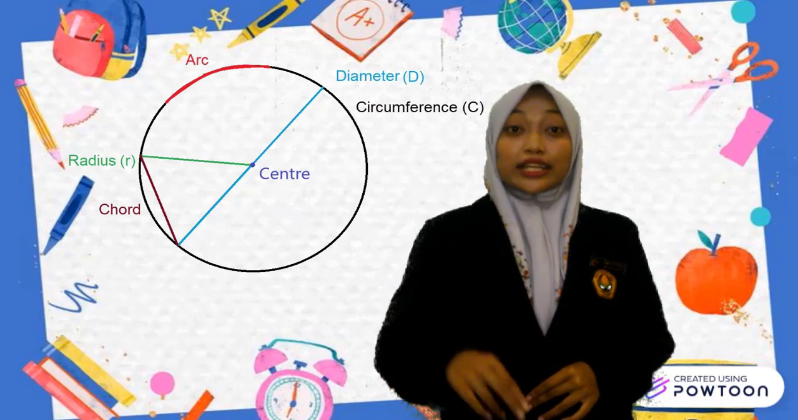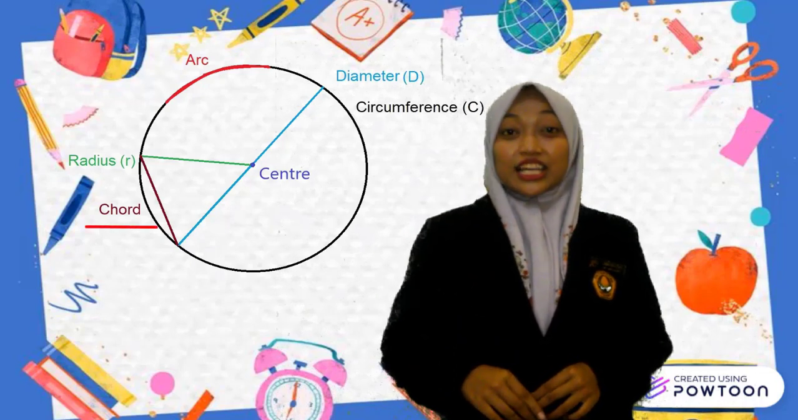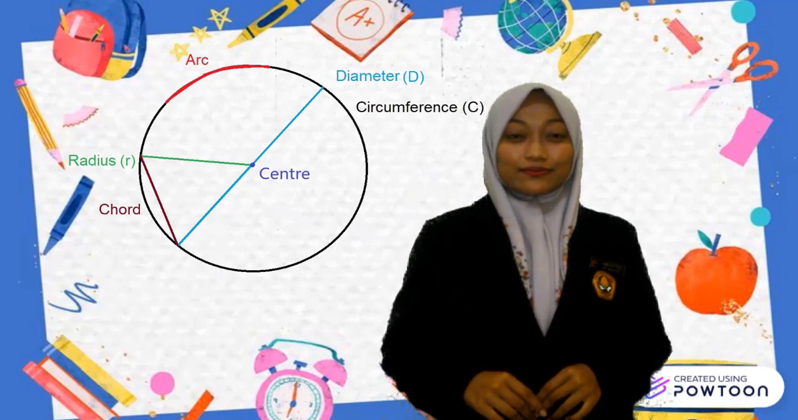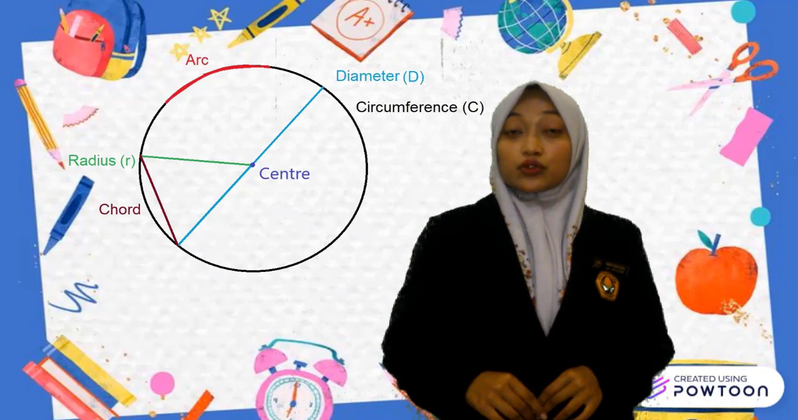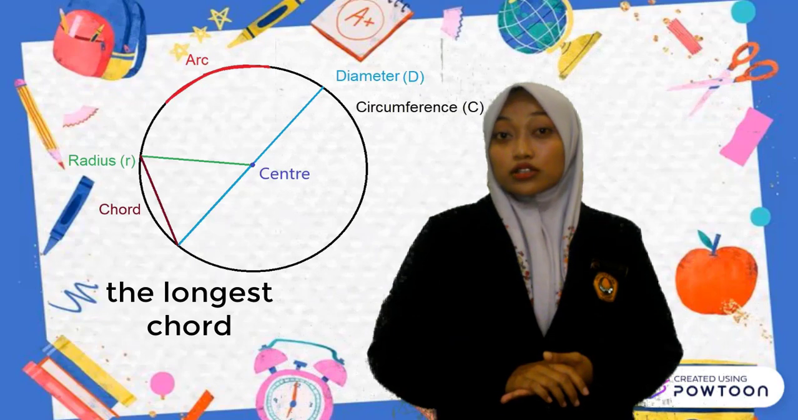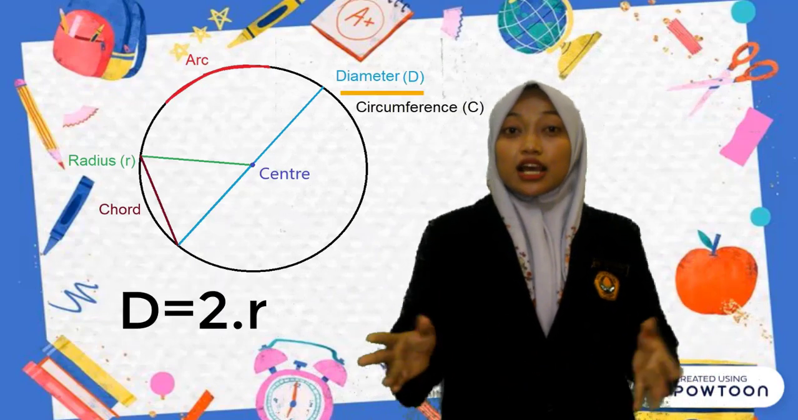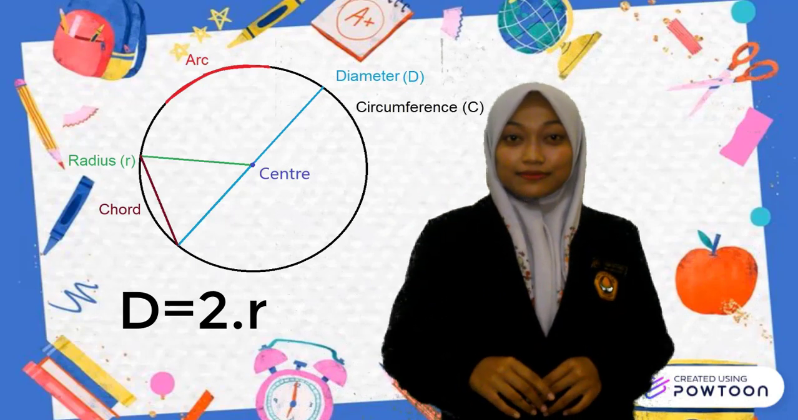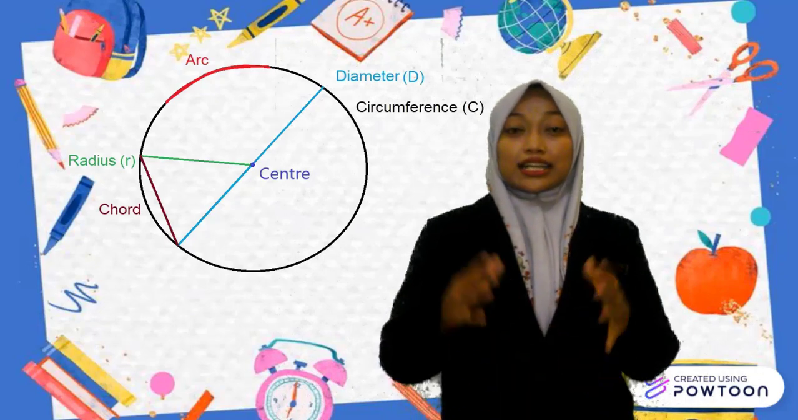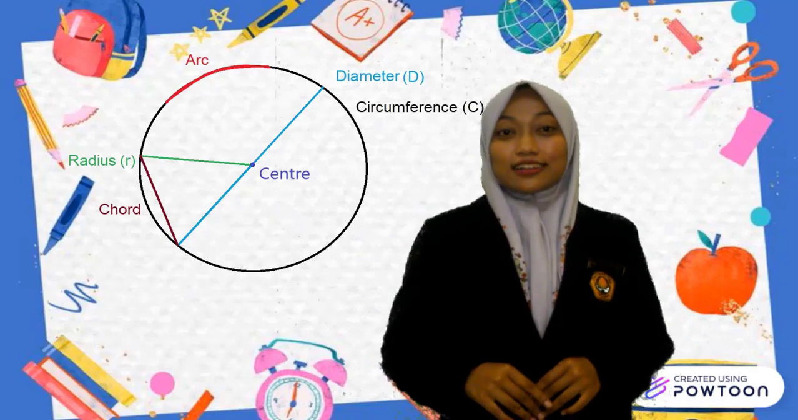A line segment joining two points on a circle is called a chord of the circle. In the figure, the maroon line is a chord of the circle. If the chord passes through the center, then it is the longest chord. We can say that the longest chord is the diameter, and we can see that the diameter equals 2 times the radius. A continuous piece of a circle is called an arc, and the perimeter of the circle is called the circumference.